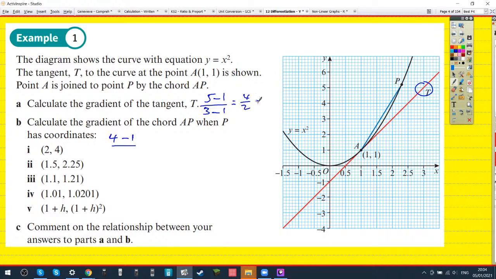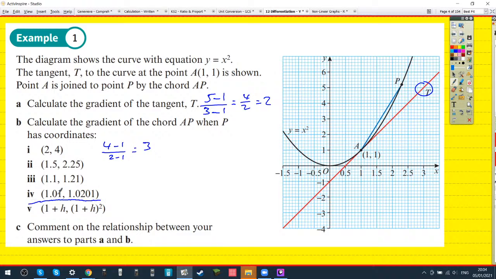Well done. Okay. How about part 1? So it'd be 4 minus 1 over 2 minus 1. Yeah, which is 3 over 1, which is 3. So that is 3. And they're then getting a different point on the curve y equals x squared. And you can use a calculator.